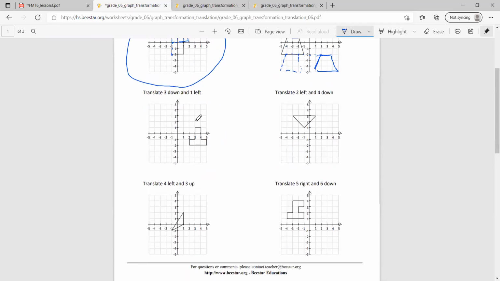Right. What about this one? Anyone? Right. So first, you could, okay, so these are basically all the same. So you just go down 3, like that. And then you move 1 to the left, which would be this.